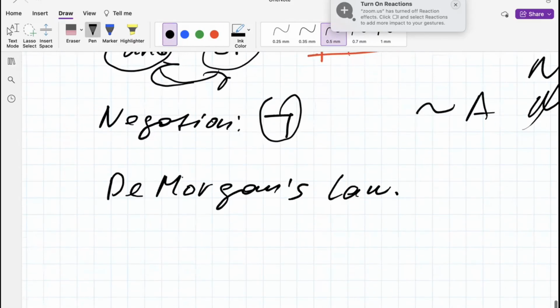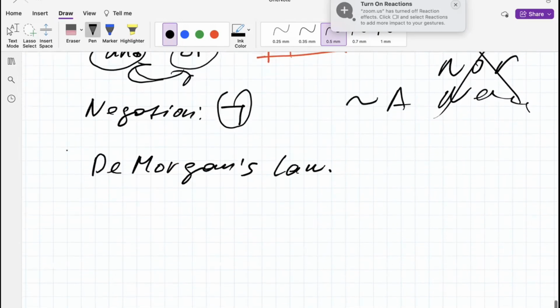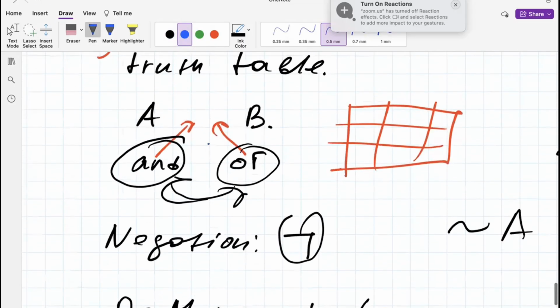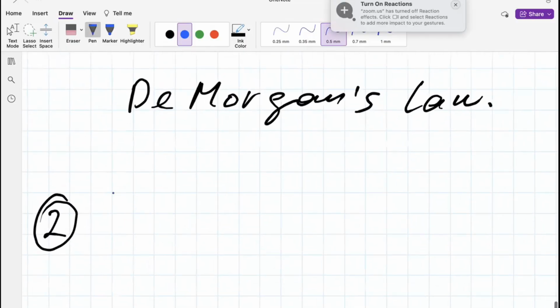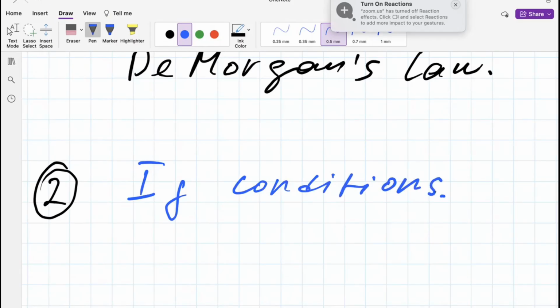Okay, this is the first level of logic. Once you finish it, you have a solid knowledge of the basics, the fundamentals of logic. The second part is called the level of if conditions. Anytime you are learning English, I think you also have a topic called if conditions. Basically, conditions which start with if, though it's not really related to English actually.